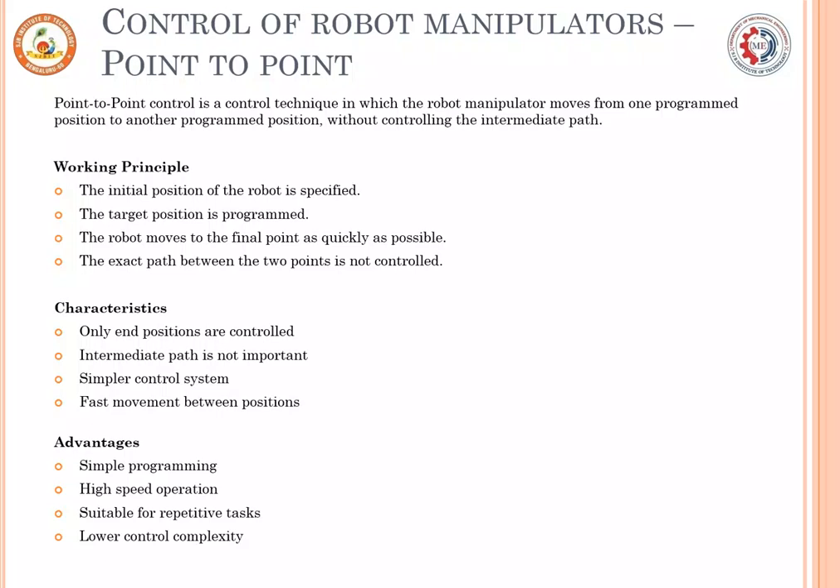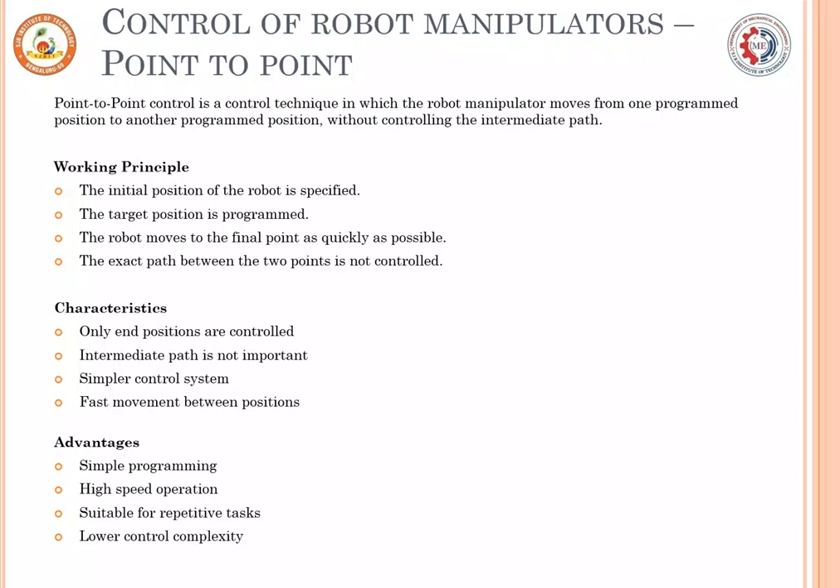Now, the control of robot manipulators: point to point is a control technique in which the robot manipulator moves from one programmed position to another programmed position without controlling the intermediate path. The working principle is that the initial position of the robot is specified, the target position is programmed, and the robot moves to the final point as quickly as possible. The exact path between the two points is not controlled. The shortest distance is taken by the robot to do the work.